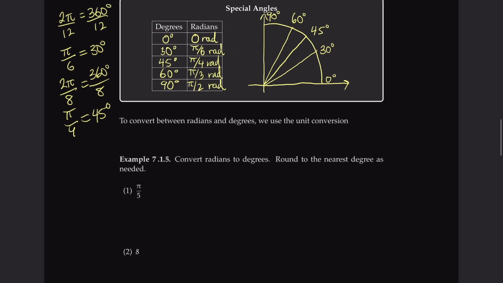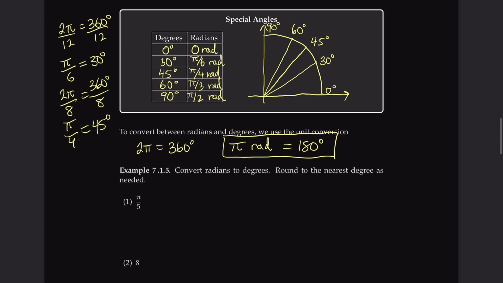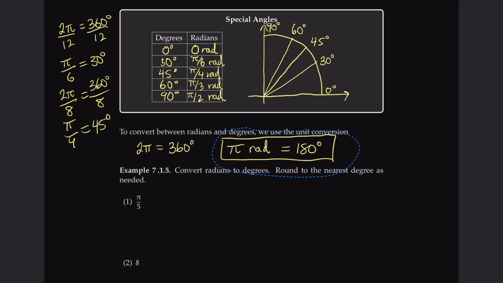So to convert back and forth between radians and degrees, like I've been doing here, you can use 2 pi equals 360 degrees, or it's a little bit more convenient to just say divide both of those by 2 and say pi is the same as 180 degrees. And so this is going to be our conversion. In fact, we could say pi radians is equal to 180 degrees, and then we'll use this as our unit conversion between radians and degrees.